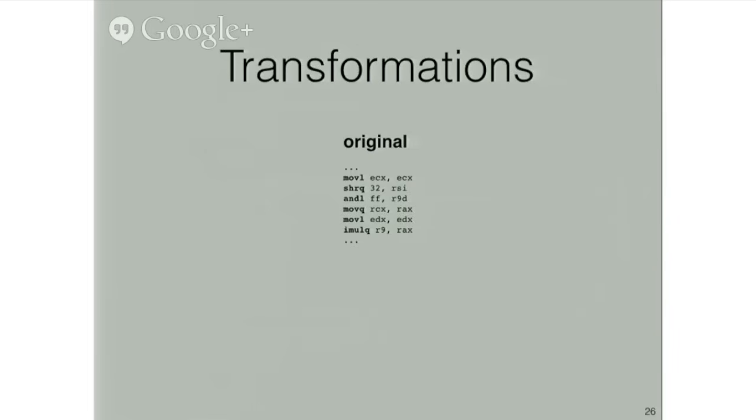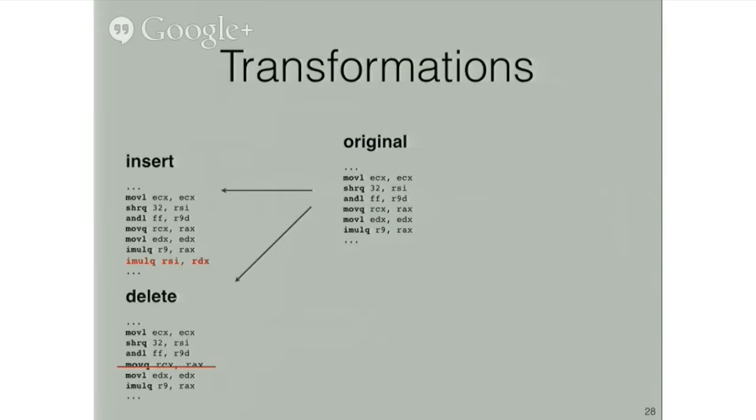So for each move here in a second, I'll highlight the changes in red. First, insert moves create a new random instruction at a random location in the code. So here we have a new integer multiply instruction added. Delete moves remove a random instruction. Maybe it turns out we didn't want this move as badly as we thought we did.